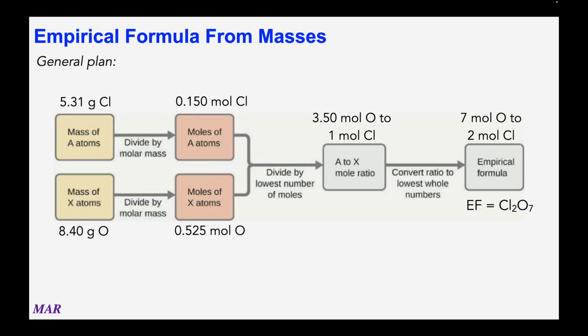So here's kind of the general idea of what you want to do. And with that last example with Cl and O, that's exactly what I did. We started on the far left with grams of Cl and grams of O. We then divided by the molar mass to get moles of Cl and moles of O. And that was an ugly formula, but what you want to do then is divide both of them by the smallest number. So we divided them both by 0.150 to get a 3.50 to 1 mole chlorine ratio. And that's better, but we want to have whole numbers, so we multiplied both of those by 2 to get Cl2O7, the empirical formula in that plan.